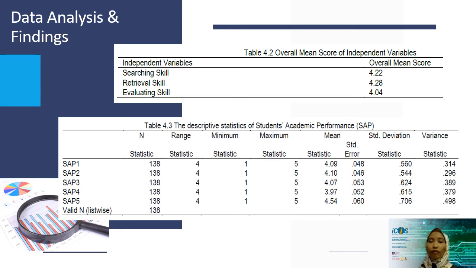From the findings, we found that retrieval skills has the highest overall mean score, which is 4.28, followed by searching skills at 4.22 and evaluating skills at 4.04 respectively. Now, take a look at table 4.3. It shows the descriptive statistics for students' academic performance. The result was good as the N value is equal to 138, which corresponds to 138 total questionnaires for all items. This indicated that the respondents have answered all questions.